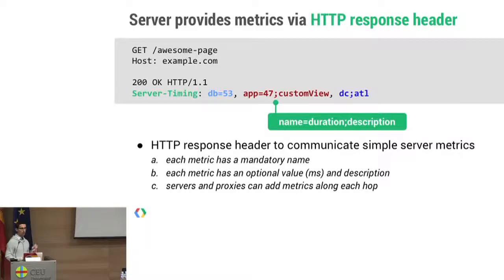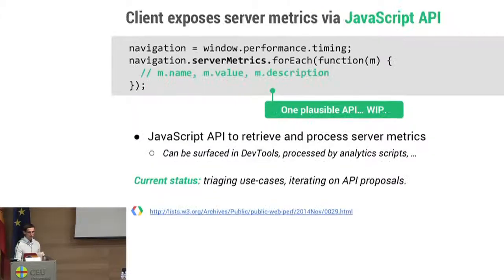One is providing a standardized HTTP response header where your application or your proxy servers in between can actually add very limited but useful timing data. Basically they can pass arbitrary key value pairs, right, which has a name, a duration, and a description. So that composes a metric. So you could say, for whatever reason, the database took 53 milliseconds, my custom view application took 47 milliseconds to generate this, and perhaps my CDN added a note saying that this was served from a data center in Atlanta, right?